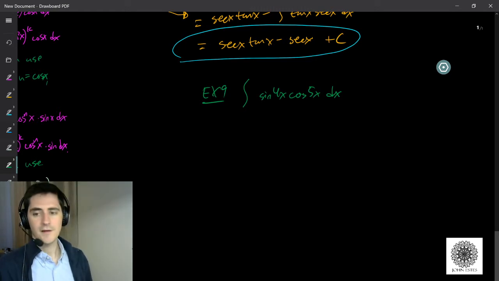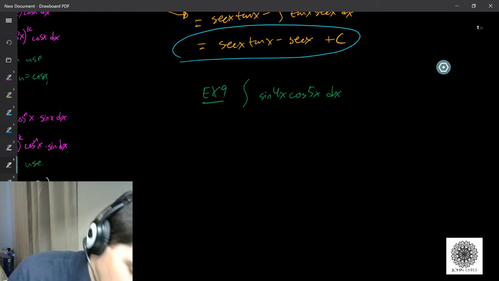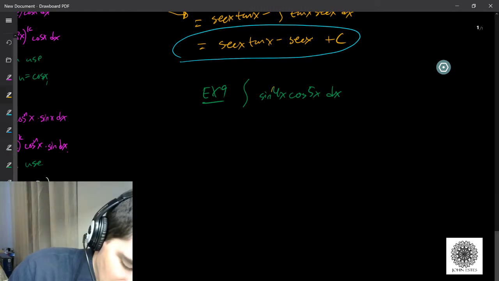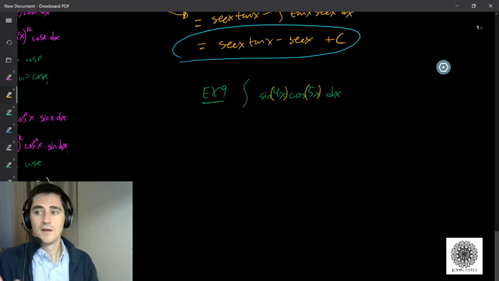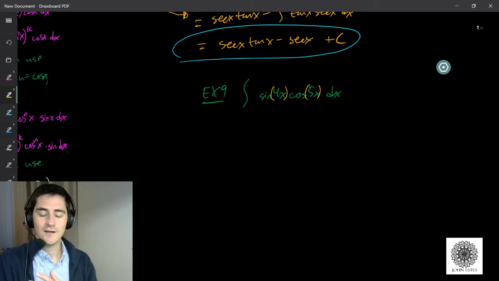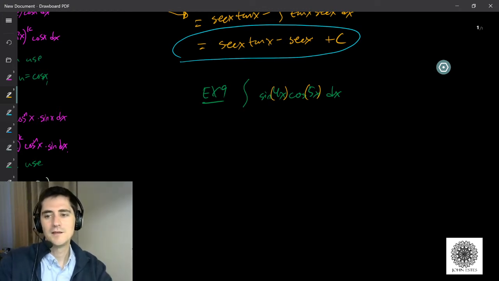All right, so I'm going to integrate sine. That's not sine to the 4th. That's what I said, but that's not what I mean. Sine of 4x and cosine of 5x. So we have sine and cosine with two different angles. All right, what can we do? We are going to go deep into the lexicon of trigonometric identities to use our product to sum identities.